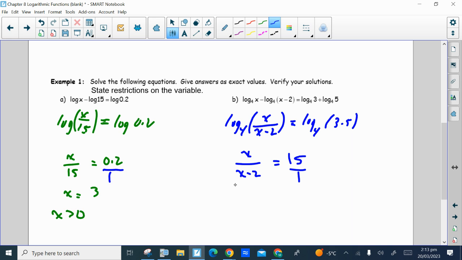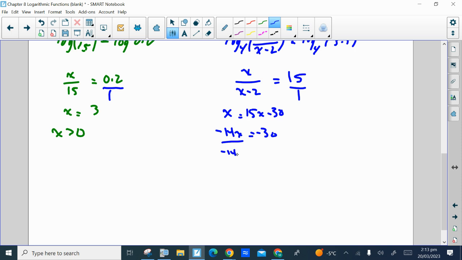So I did the same thing. But here, because I have x's on both sides, I need to do some work to get x by itself. So when I cross multiply, subtract the 15x from both sides, and then divide both sides by negative 14, I'll get x equaling positive 15 over 7 when you reduce. Divide top and bottom by 2.